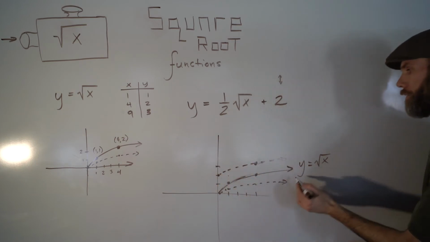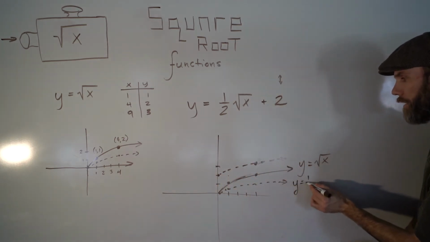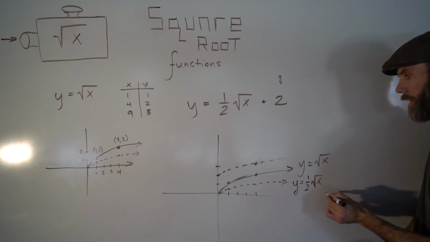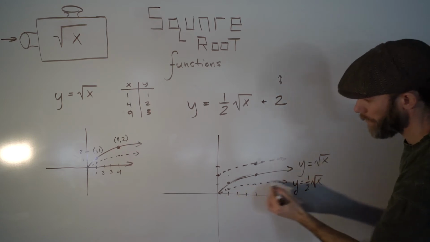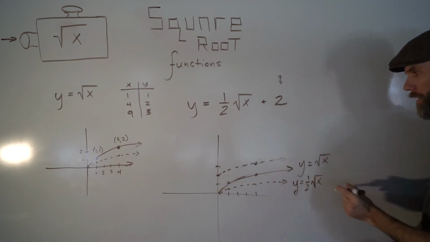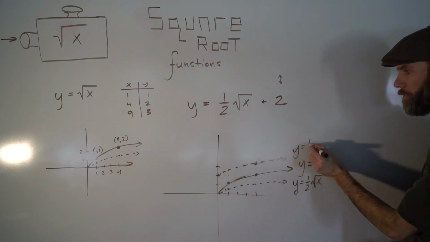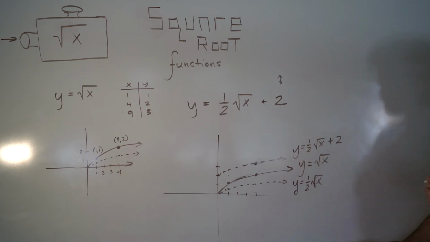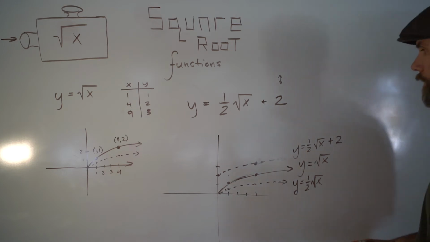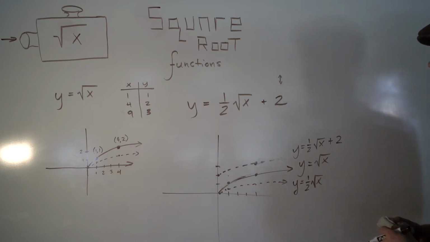Yeah, so this right here is y equals 1/2 root x. And this right here is the same type of curve as this, just shifted up. So that's y equals 1/2 root x plus 2. All right? Now, we can also shift these functions left or right.